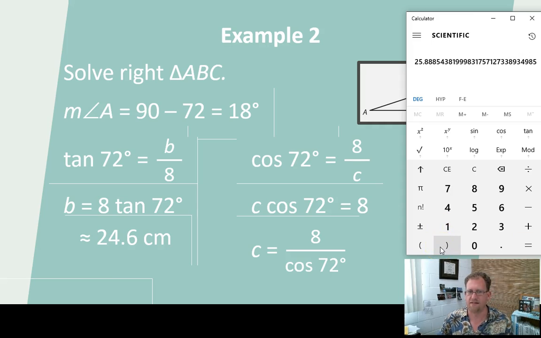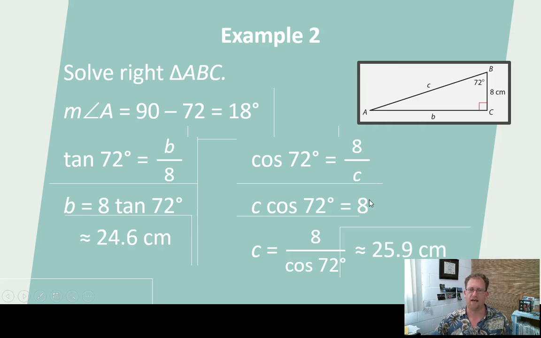And what is that? That is 25.88854, and so on. So what I did there is I said 8 divided by, and then I made a parenthetical statement to put all this in so that I got the right thing. You could also say cosine of 72, what is that? And then write that down, and then 8 divided by that. That's just a little more work. Okay? But either way, I found out that C is 25.888. And yes, round up to 25.9 and call it good.